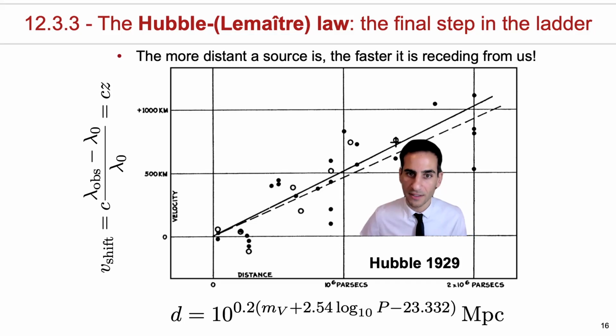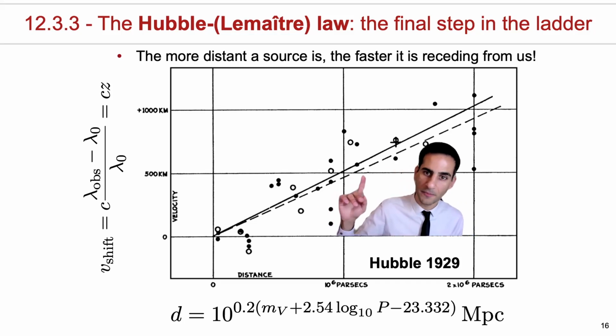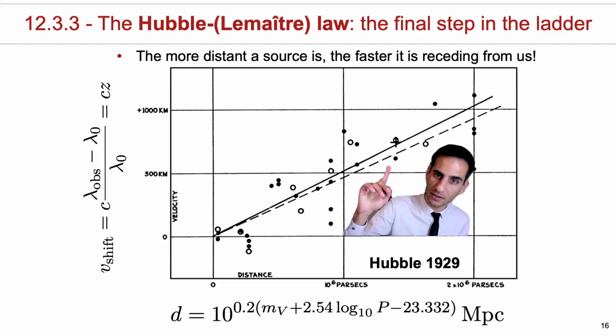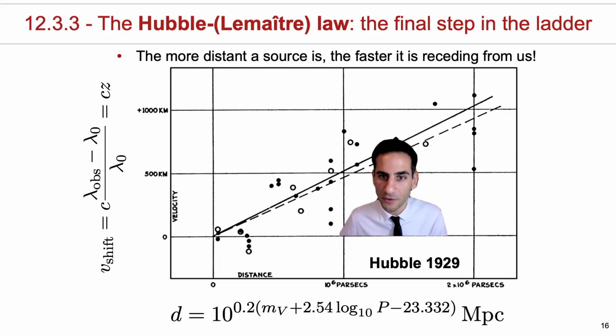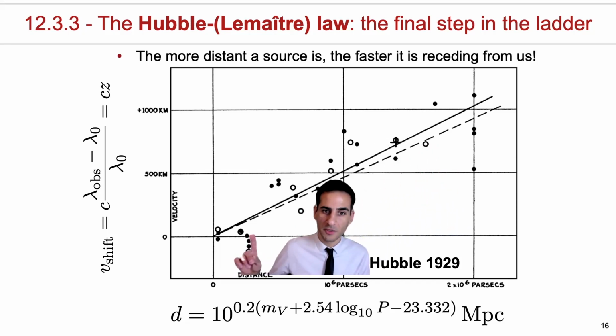What they realize is that the further away a galaxy is, the more redshifted it is, or the faster it is receding away from us. There's, of course, a few exceptions. Some sources that are relatively nearby actually have negative velocities. This includes Andromeda, also M31, that is coming our way.